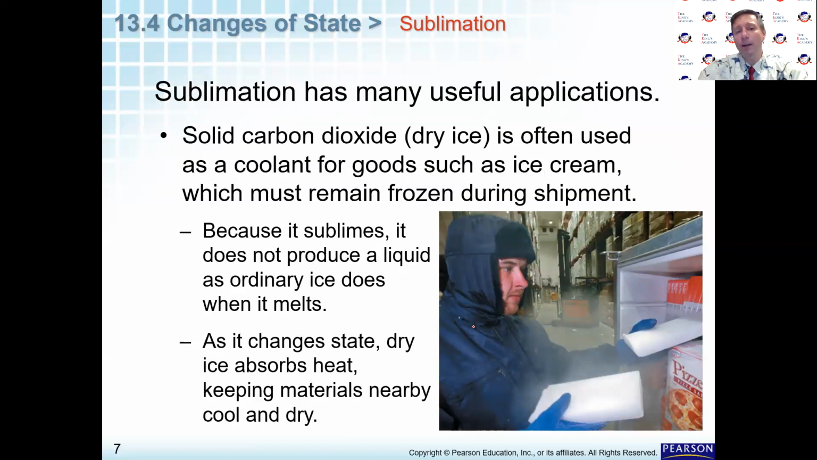Sublimation has many useful applications. We talked about solid carbon dioxide, also known as dry ice. It is used to keep things cold when there is no option for a refrigerator. Because it sublimes, it doesn't produce the liquid state, so there's no mass. It goes straight from solid to gas, and it doesn't melt and cause the cardboard or whatever is being shipped to have issues.